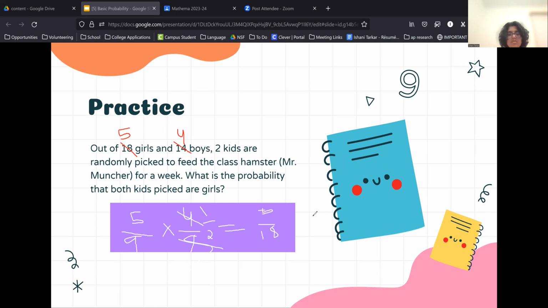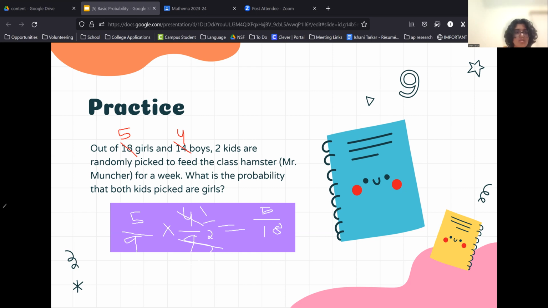And some of you did get 20 over 72. Remember, you should be simplifying your fractions, whatever they are. Okay, I believe someone in the chat. Okay, does anyone have any questions about this? Okay, so I'm assuming that means that you all do not have any questions.